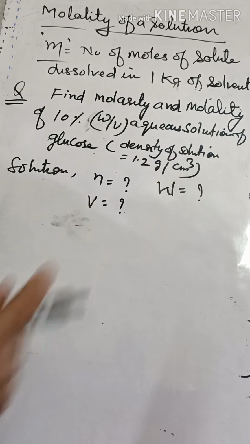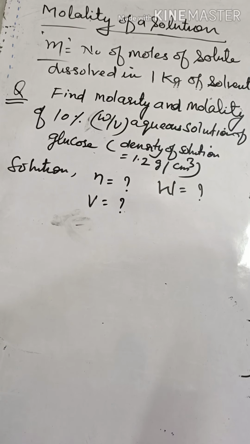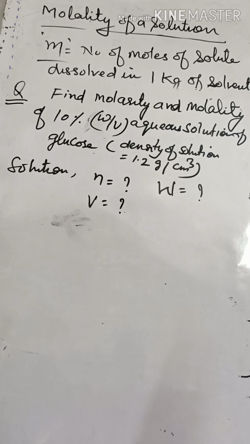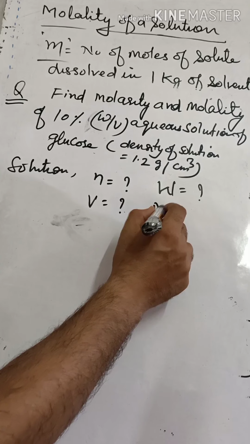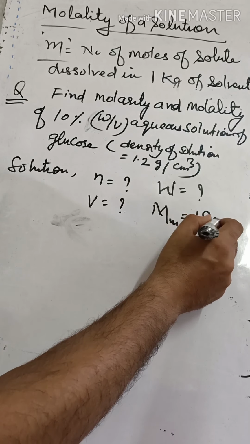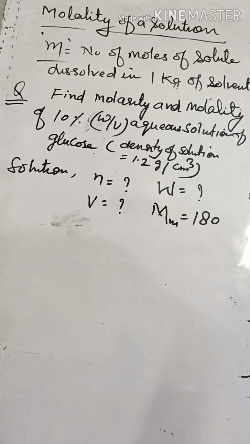Amount of solvent is how much given, and one more thing, molar mass of glucose is 180. Molar mass of glucose is 180.